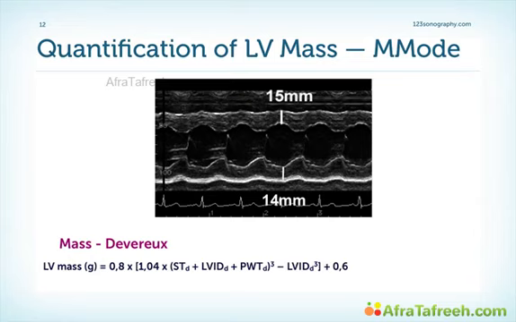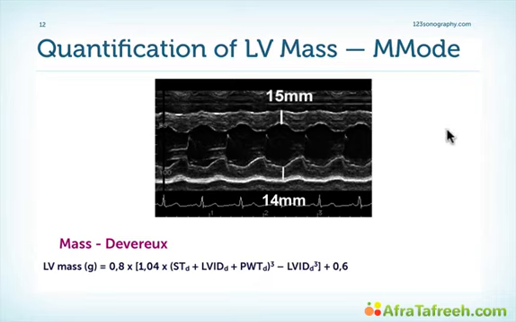A number of different methods have been proposed, among them the so-called M-mode method, which uses the formula by Devereux. This formula is shown down here. This method uses the thickness of the septum, the posterior wall, and the diameter of the left ventricle at end diastole. This formula, however, is not very exact since it makes a number of geometric assumptions which don't hold true in all patients. In addition, there are measurement errors involved, so I would not prefer to use this method.